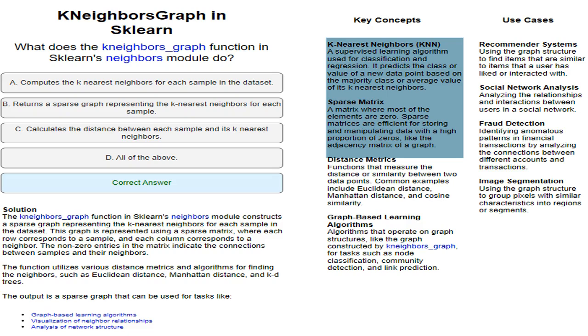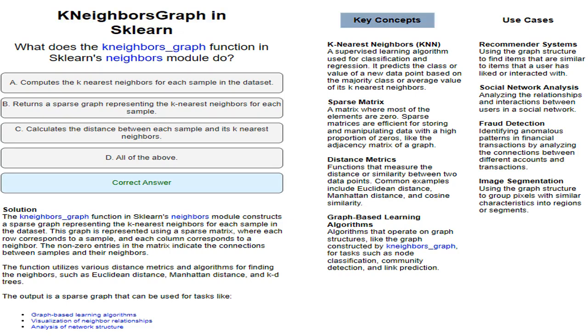Algorithms that operate on graph structures, like the graph constructed by kneighbors graph, for tasks such as node classification, community detection, and link prediction. Social network analysis, identifying communities, influences, and relationships within social networks. Recommender systems, predicting user preferences and recommending items based on graph connections. Fraud detection, detecting anomalous patterns in networks, such as money laundering or fraudulent activity.